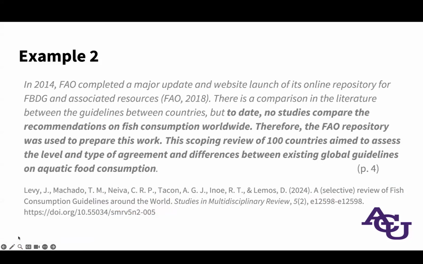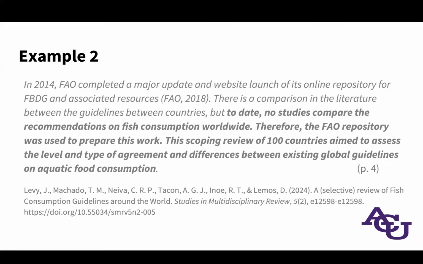So let's look at the actual annotation here. In 2014, FAO completed a major update and website launch. That's justification. That's not talking about the purpose of the annotation. We get that in the next sentence. To date, no studies compare the recommendations on fish consumption worldwide. Therefore, the FAO repository, which this is describing, was used to prepare this work. This scoping review of 100 countries aimed to assess the level and type of agreement and differences between existing global guidelines on aquatic food consumption. So it's going country by country, and that is the purpose of these things they're reviewing and annotating.